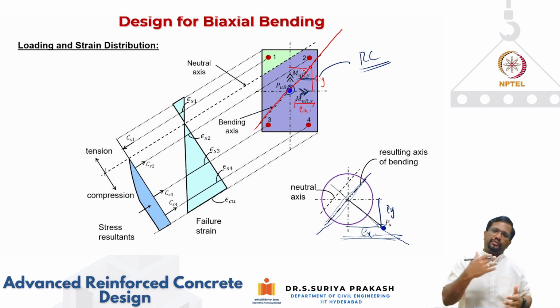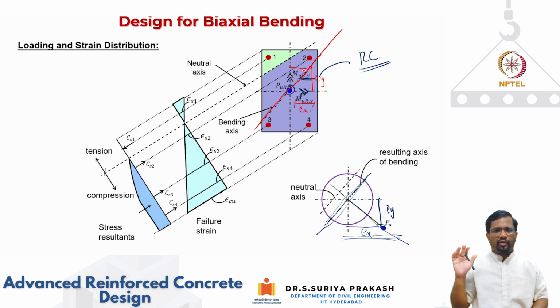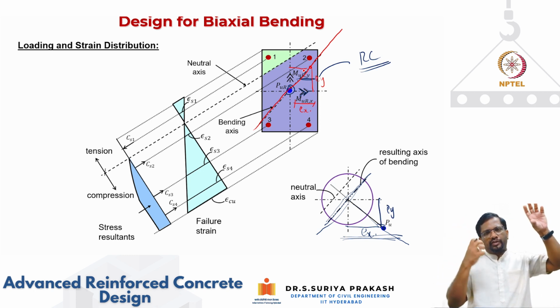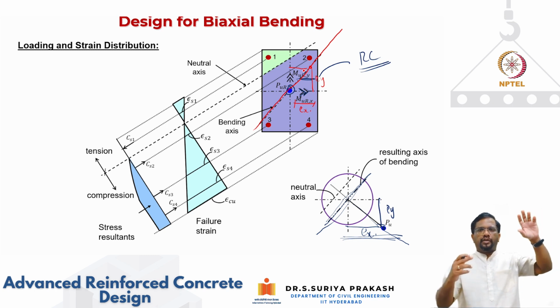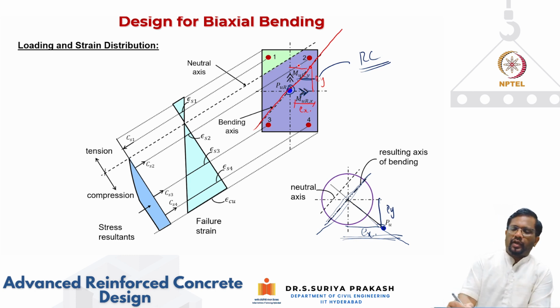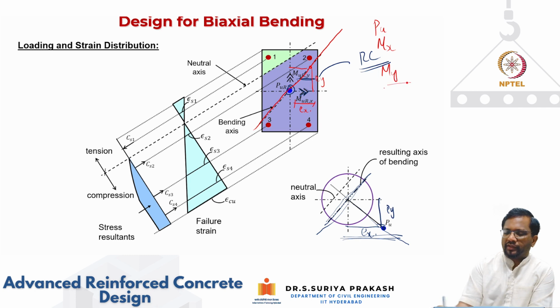If your neutral axis was within the cross section, we took epsilon cu as 0.0035. Once the top compressive fiber strain and neutral axis is fixed, then using your axial force equilibrium and moment equilibrium, we were able to find that Pu and Mu, which was creating that strain profile. In this case, now I have to satisfy all the conditions. I have to satisfy axial force equilibrium, moment equilibrium about x-axis, and moment equilibrium about y-axis.